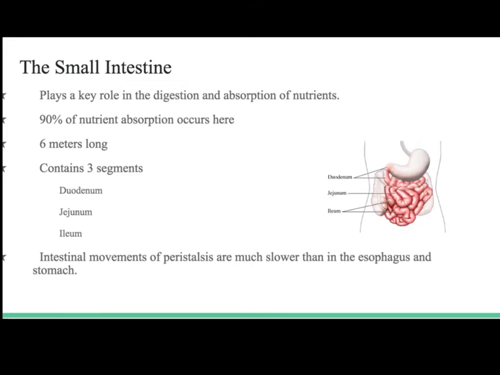It plays a pretty key role in the digestion and absorption of nutrients. 90% of nutrient absorption occurs here. The small intestine is about 6 meters long and contains 3 segments. Now, one thing I really want you to think about is the fact that 6 meters long allows for a lot of opportunities for you to absorb nutrients.